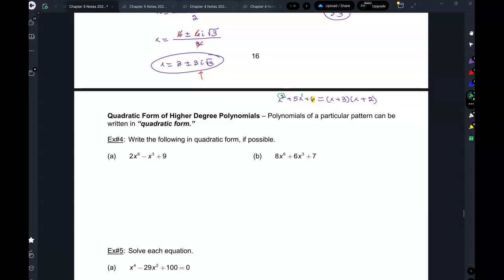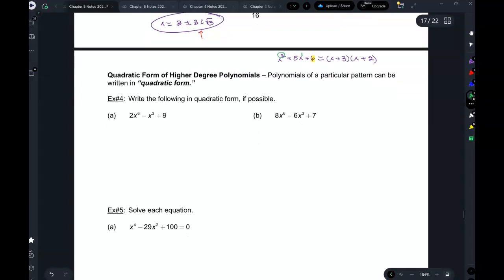So we can increase the exponent and still factor in the same way. Instead of 2 and 1, I can have 4 and 2. I can have 6 and 3. I can have 8 and 4, and so on. Okay? Now, that's what we're talking about here.